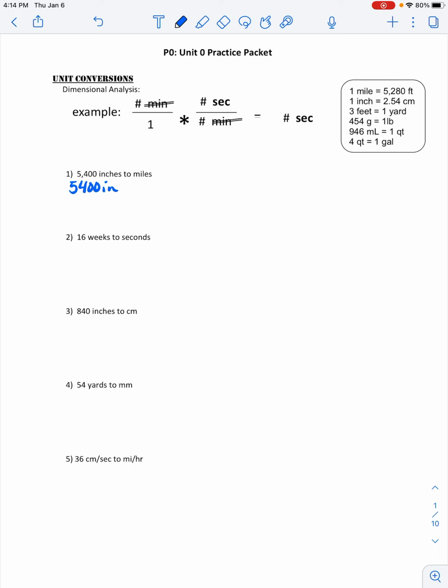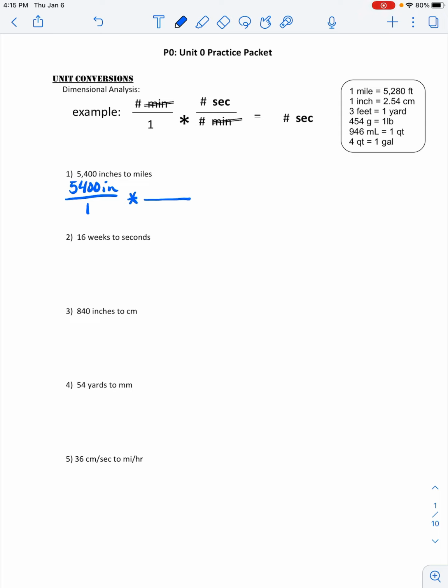and we want to write that so that it looks like a fraction. So we're just going to say over 1. Notice I do not put any units in this denominator. The only unit present is inches, and that is in the numerator. Then we are going to multiply by a fraction that we are going to make up.